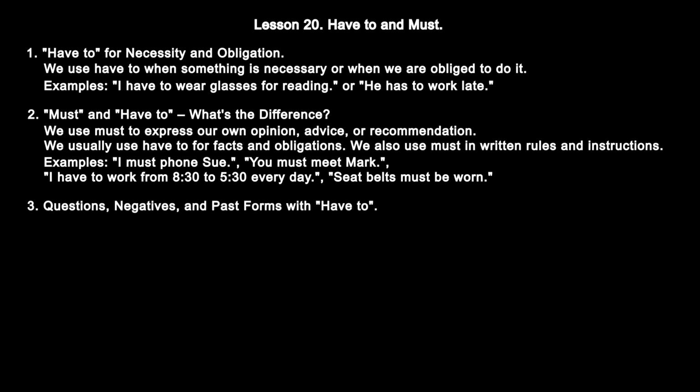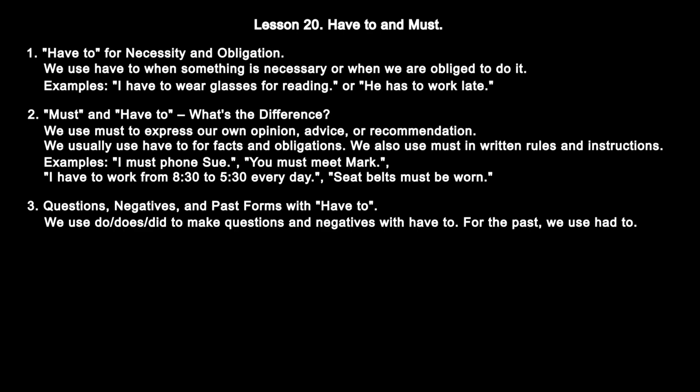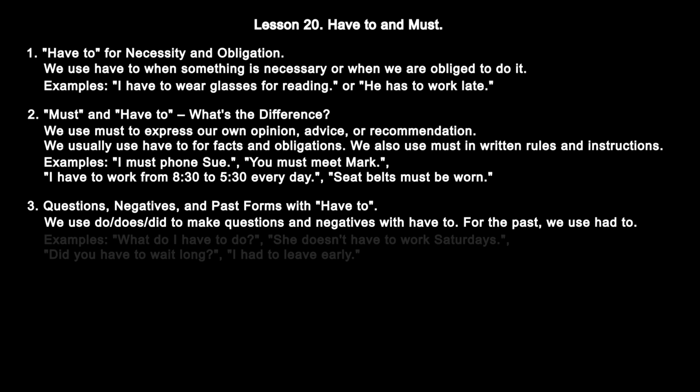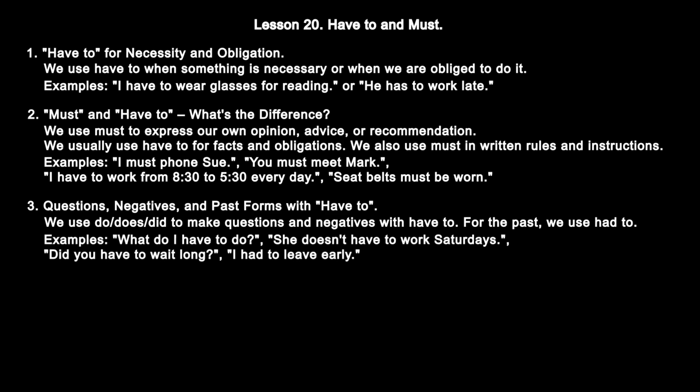3. Questions, negatives and past forms with have to. We use do, does, did to make questions and negatives with have to. For the past we use had to. Examples: What do I have to do? She doesn't have to work Saturdays. Did you have to wait long? I have to leave early.